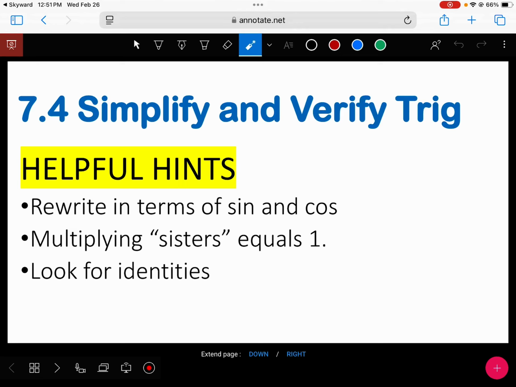So the first thing I recommend you do is write things in terms of sine and cosine. Okay? Remember that if you multiply sisters, so sisters I mean sine and cosecant, cosine and secant, tangent and cotangent, it's always going to equal 1. Does anyone want to take a guess why that is? Why do you think when you multiply sisters you get 1?